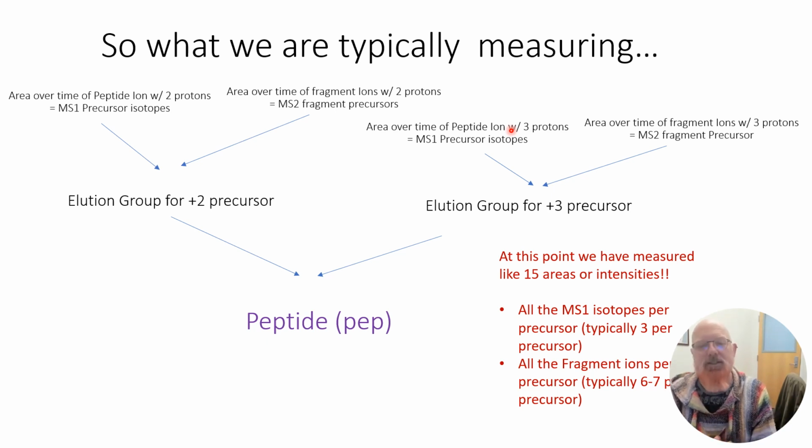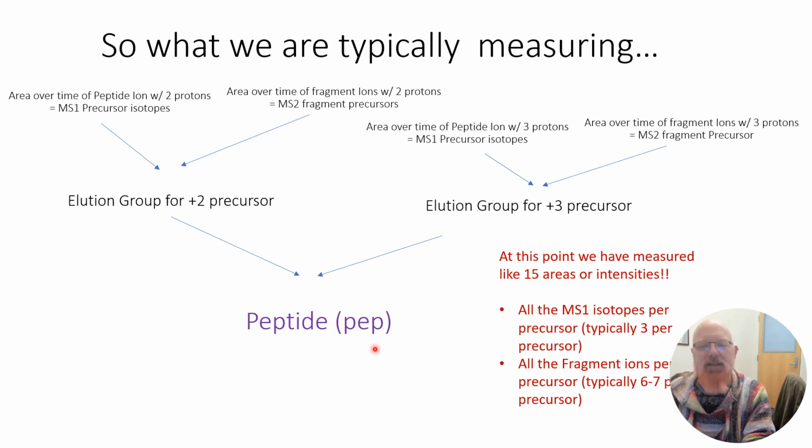And remember, we're measuring mass over charge, so that mass over charge is going to be different. And we can do that for the intact mass of the peptide, the MS1 precursor for this with 3 protons. And then we have the same with all the fragments from this precursor. Fragments usually are singly, not multiply charged. Sometimes they are. So this could be with 3 protons. I'll have to check if that is correct. So anyway, we get an elution group for that. We combine them all together, and we get a peptide.